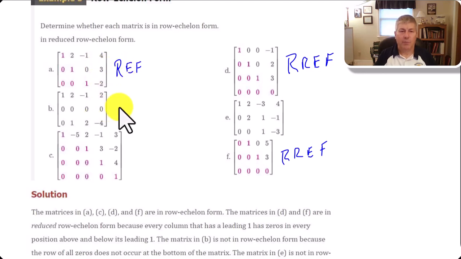B is neither, because the zeros are not in the bottom row. C, we said that one is in row echelon form. In row echelon form, you can see our 1s go on a diagonal, and we've got all these zeros here, but we don't have all sorts of zeros up here like we do in D and F. And then E is also neither.